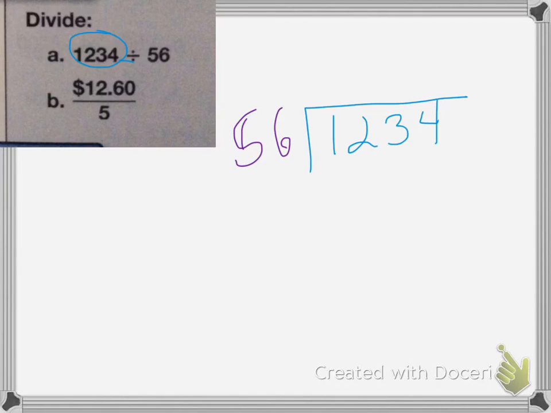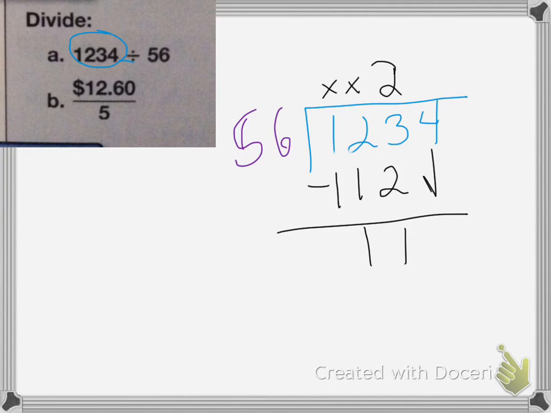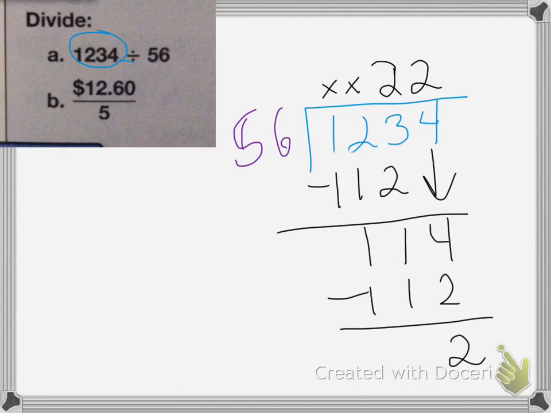So 56 can't go into 1. So I put a little X, can't go into 12. So it goes into 123 two times, which is 112. Okay, subtract that. And I get 11. I bring down my 4. Okay. 56 goes into 114 two times as well. That's 112. Subtract it, and I get 2 left over. So my answer is going to be 22, remainder 2. You may also be asked to write that as a fraction, which would be 22 and 2/56. Either way.